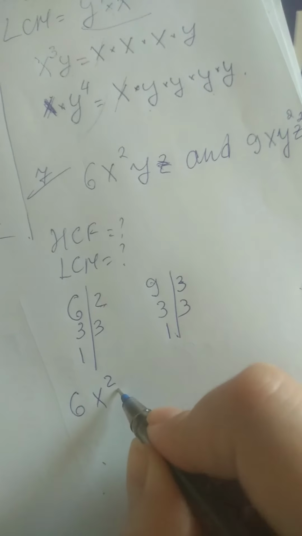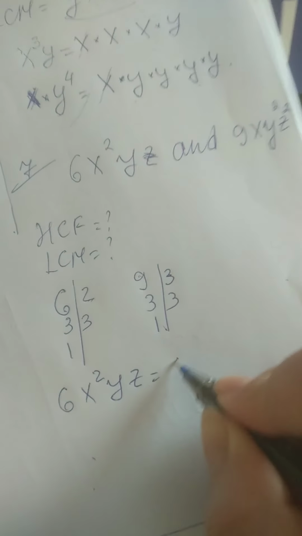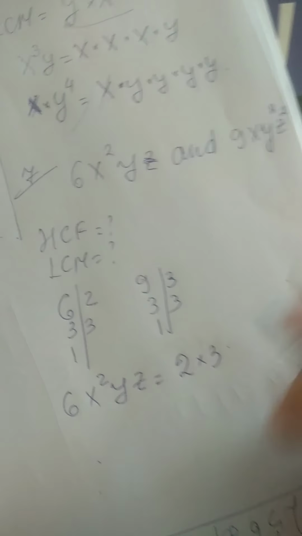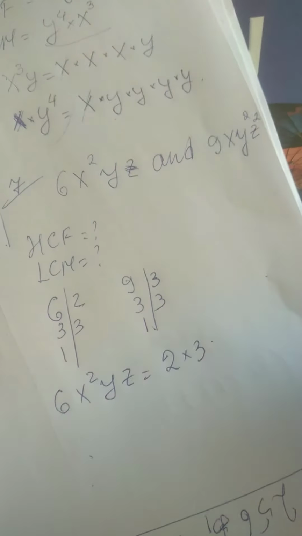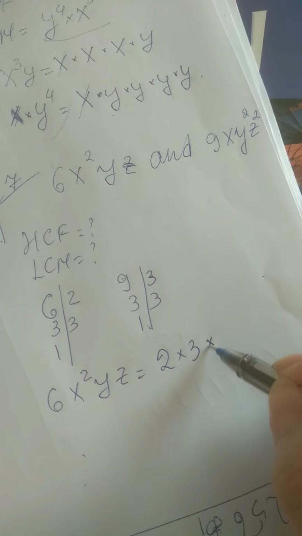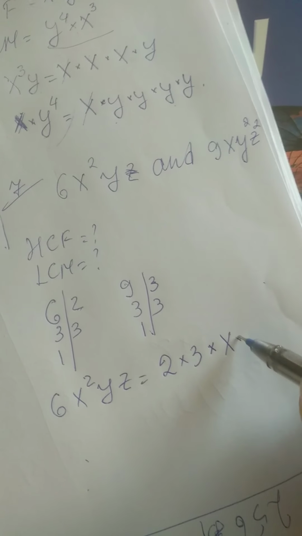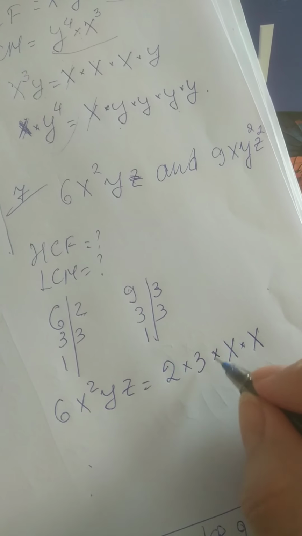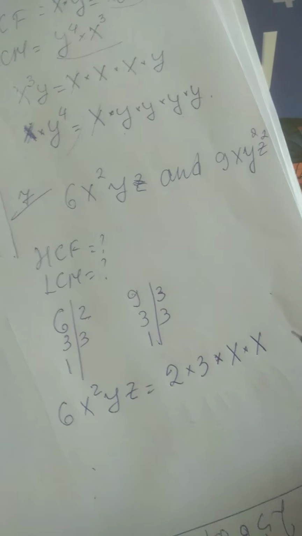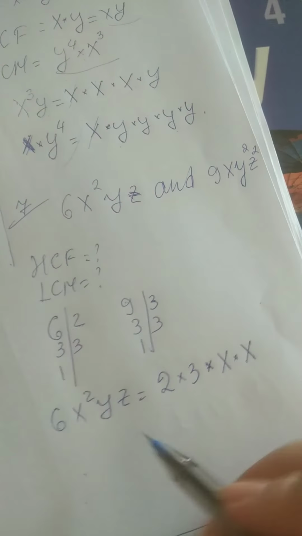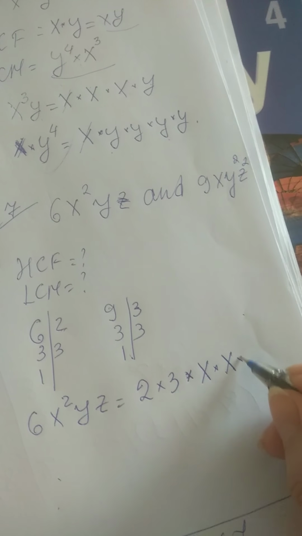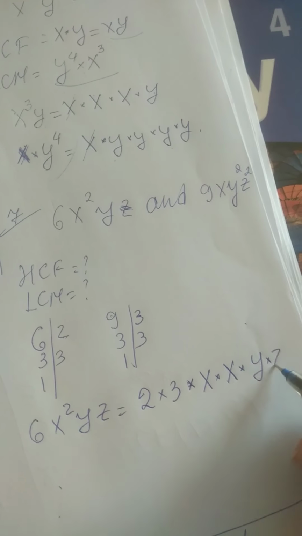Or you can write like that. 6x squared y times z is equal to 2 multiplied by 3, but why 2 and 3? Because you need to find the prime numbers. That's why. 2 times 3 times x times x. Guys, this is multiplication. It's a little bit big, but don't confuse, okay? So x times x, because we have x squared. So this means we have 2x. Then multiply by y, multiply by z.